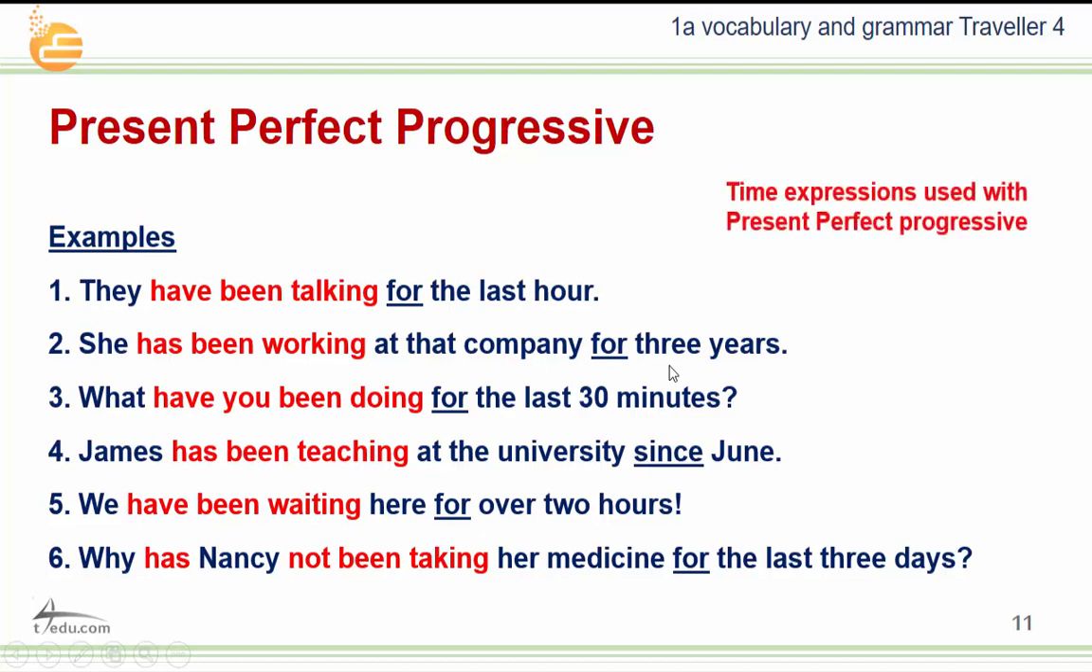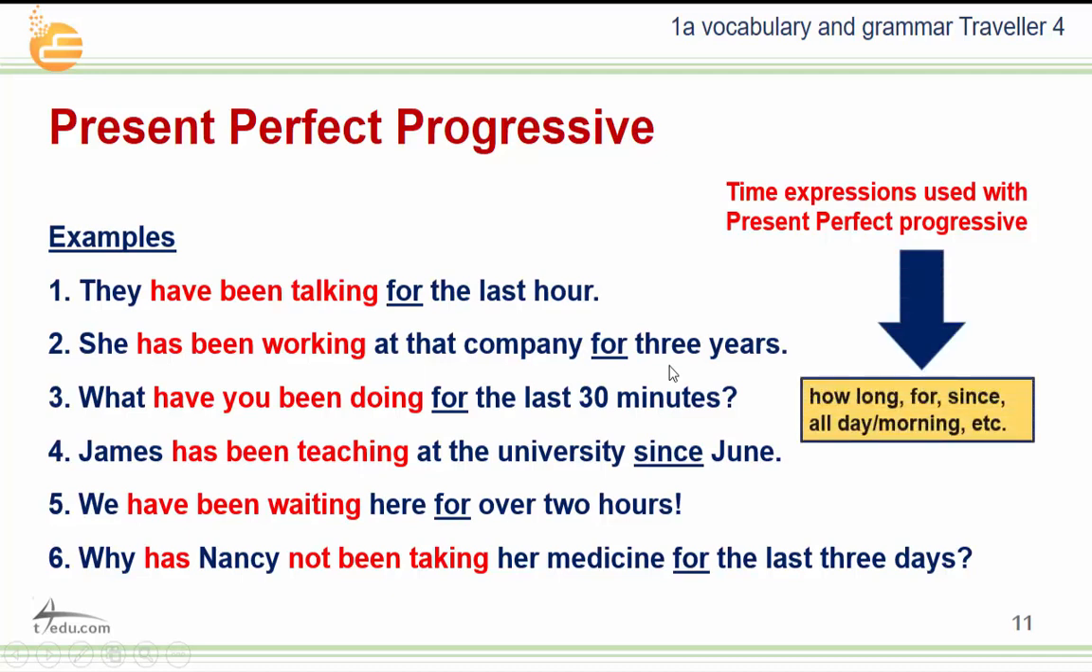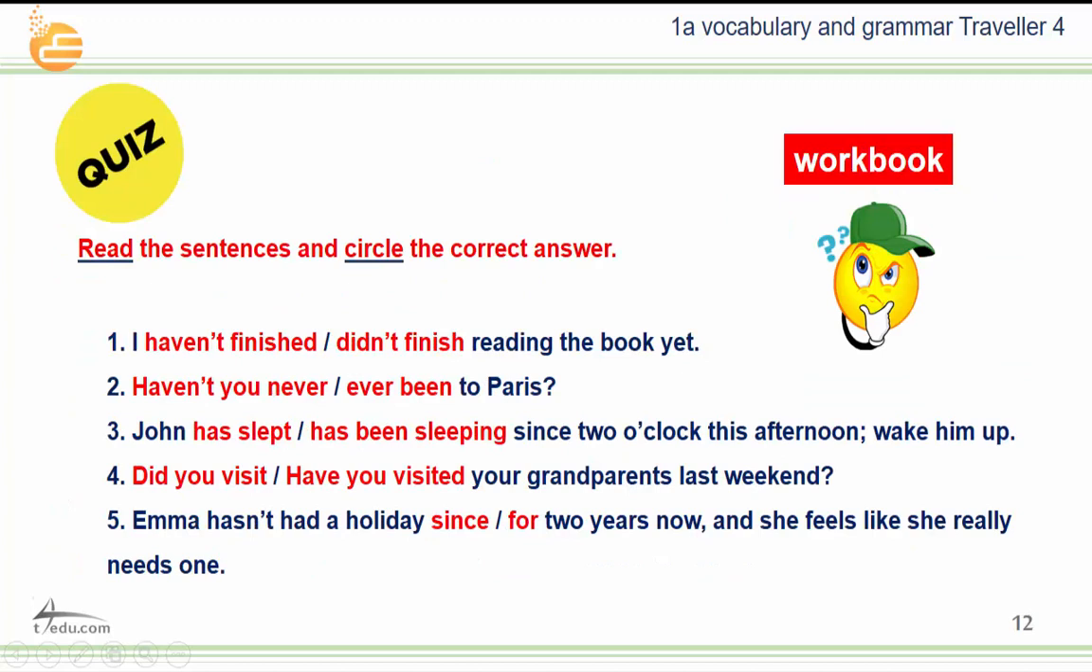Time expressions used with present perfect progressive are how long, for, since, all day, or all morning, etc. Now, read the sentences and circle the correct answer.